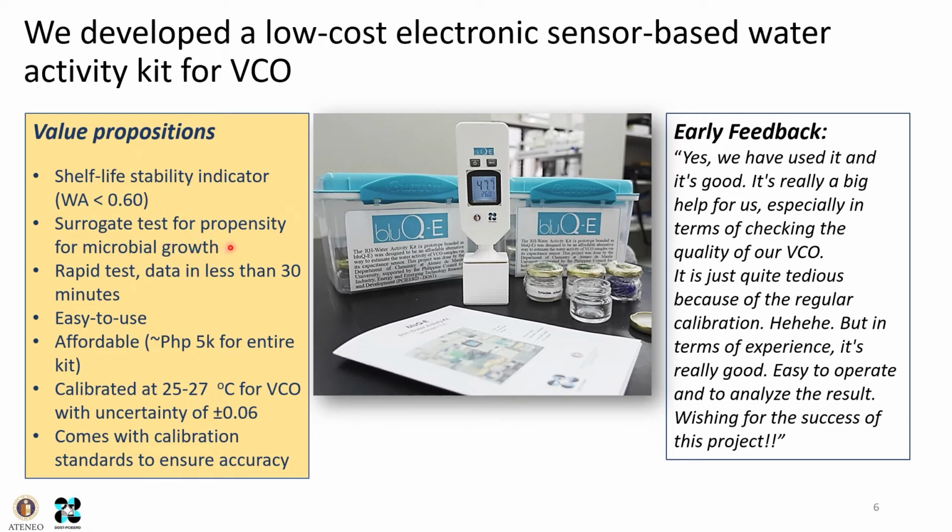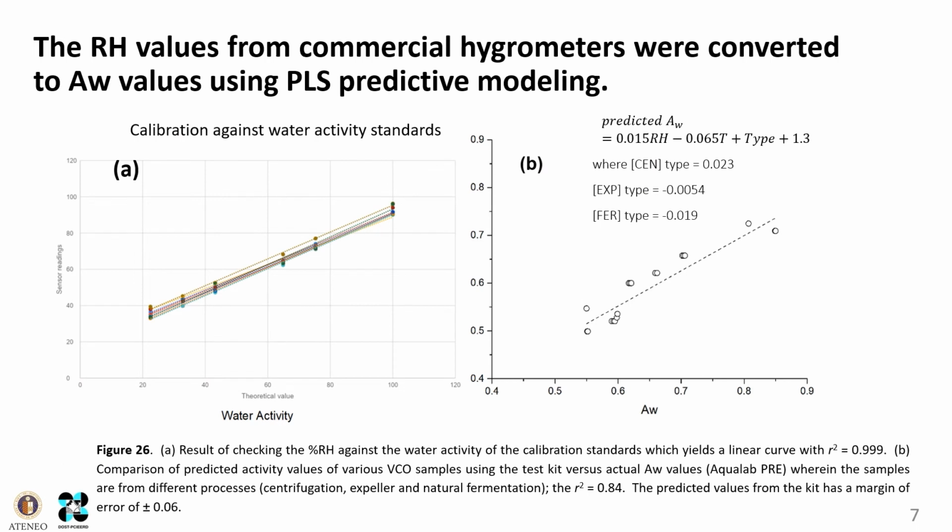So it's a surrogate test for propensity for microbial growth, and the cost is less than 5,000 pesos, around that value, and we have calibrated it within a good uncertainty range of 0.06. And our early feedback from users said that this is good enough for their applications. Of course, the kit is calibrated against water activity standards, and this is used to give very good prediction for the water activity of VCO.